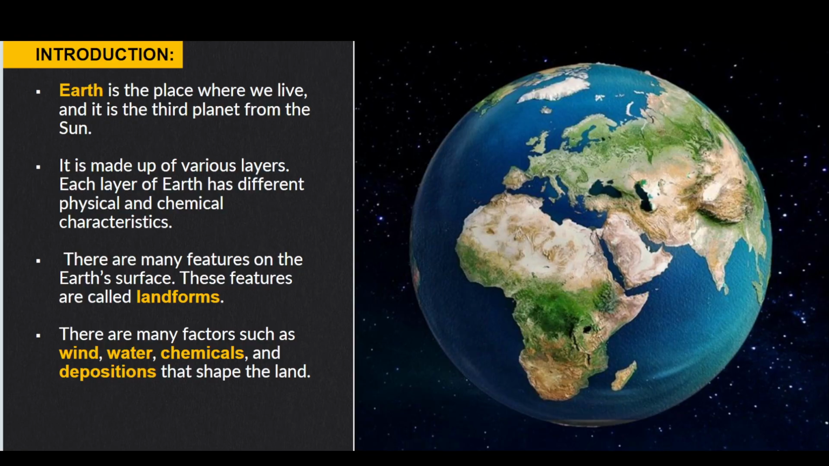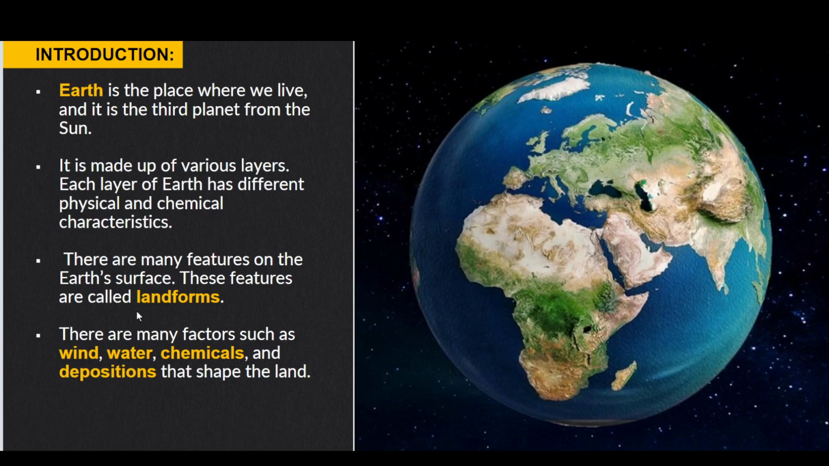So first, to understand it, let's talk about Earth. It is a place where we live, and it is the third planet from the sun, right? And it is made up of various layers, and each layer of Earth has different physical and chemical characteristics. And there are many features on the Earth's surface, and these features are called landforms.